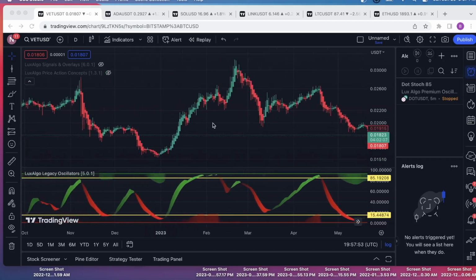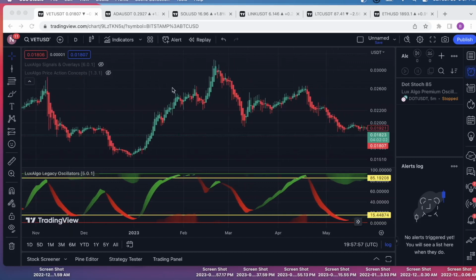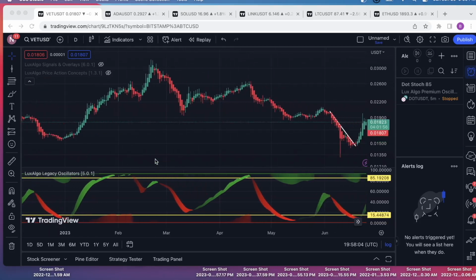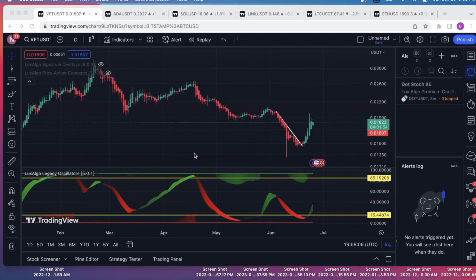And you'll see at the bottom of this particular chart, which is VeChain on the daily, this is an oscillator. So they made it very clear to read. Now this particular oscillator is outdated. They have a new one, but I like using this one.